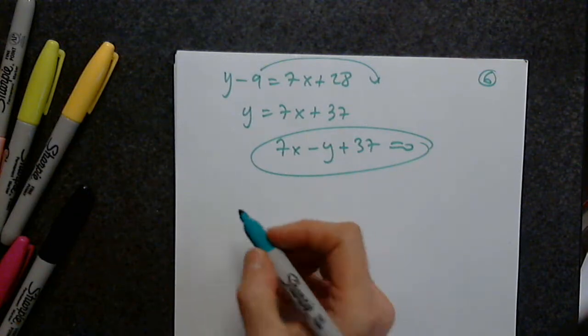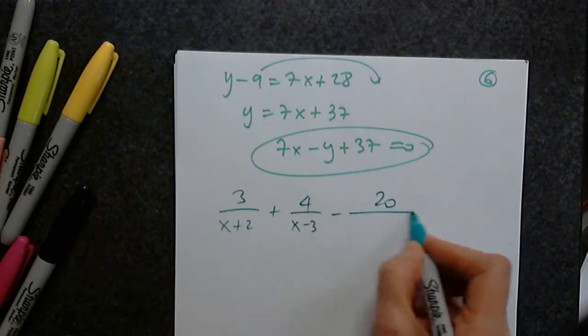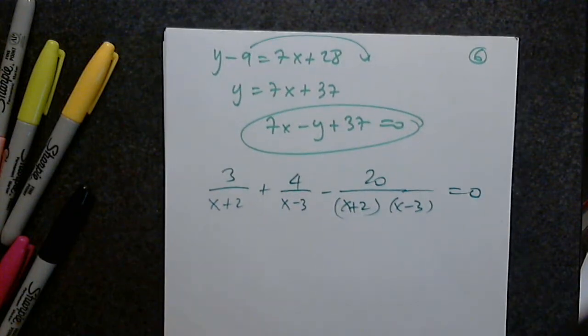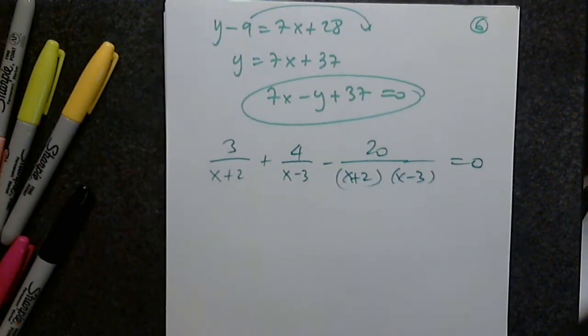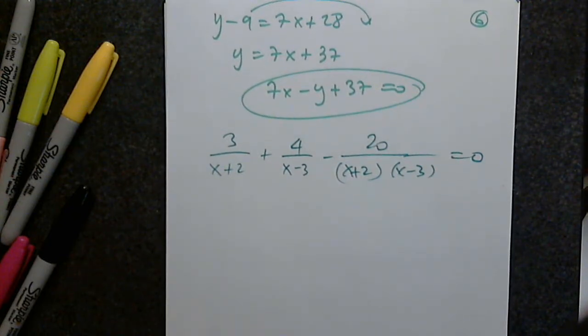So this is 3 over x plus 2 plus 4 over x minus 3 minus 20 over x plus 2 times x minus 3 equals 0. Oh, yes. You moved it already. Okay, so to save some time, if we want to go over this whole thing, we need to set it equal to 0 as the first step, if you're using this method. If somebody else presents a different method at the math lab and you're comfortable with that one, you can use it.